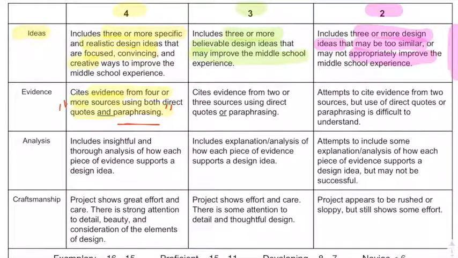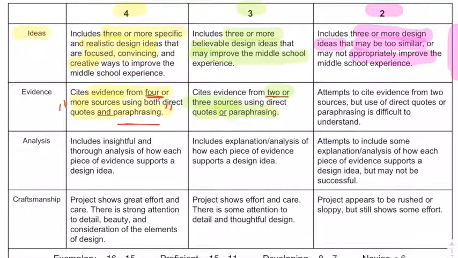Moving down to 3 there, it cites evidence from 2 or 3 sources using direct quotes or paraphrasing. So for this, you can just choose one or the other. So if you feel more comfortable rewriting stuff in your own words, you can just paraphrase, or more likely, at this point, you'd probably feel more comfortable just pulling a direct quote out. And if that's the case, that's fine. That would give you proficient. So again, some of the big details there between a 4 and a 3, besides just quotes and paraphrasing, is this idea that for a 4, you have 4 sources, and for a 3, you have 2 or 3.